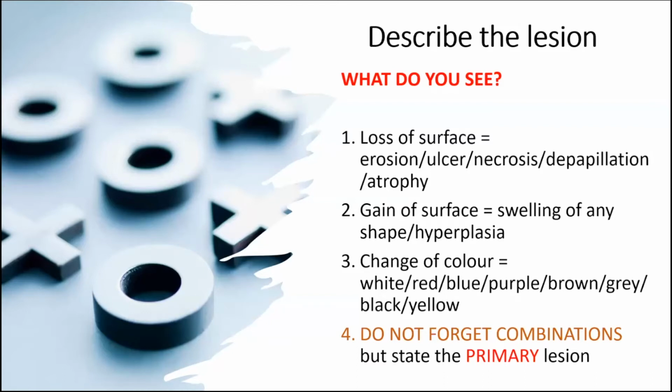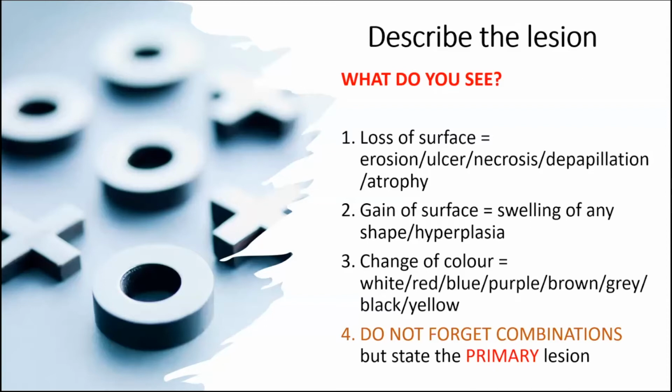The most common combination when it comes to color. And you can have a swelling that is actually ulcerated, as with many cancers. You have to state the primary lesion. So the primary lesion in an ulcerated tumor is the swelling. The primary lesion in a non-homogeneous leukoplakia, which is white and red, is a leukoplakia, so it is a white lesion, all right?